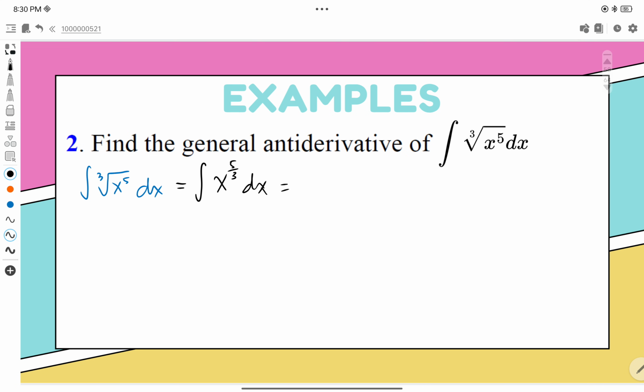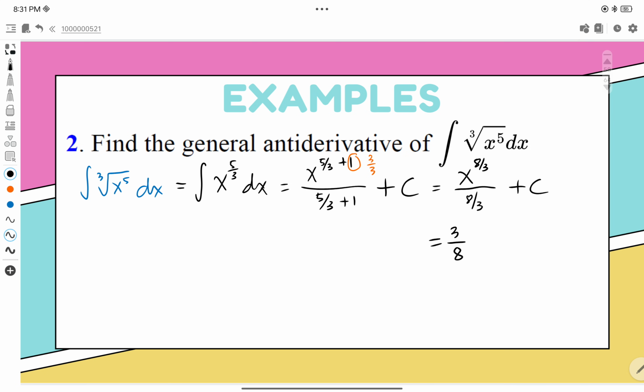Proceeding with integration, we have x to the 5/3 plus 1 over the exponent, which is 5/3 plus 1, plus c. Now, adding the exponents, we know that 1 is 3 over 3, right? So we have x to the 8/3 over 8/3 plus c. Dividing, we have a fraction in the denominator, so we can take the reciprocal, then 3/8 x to the 8/3 plus c.